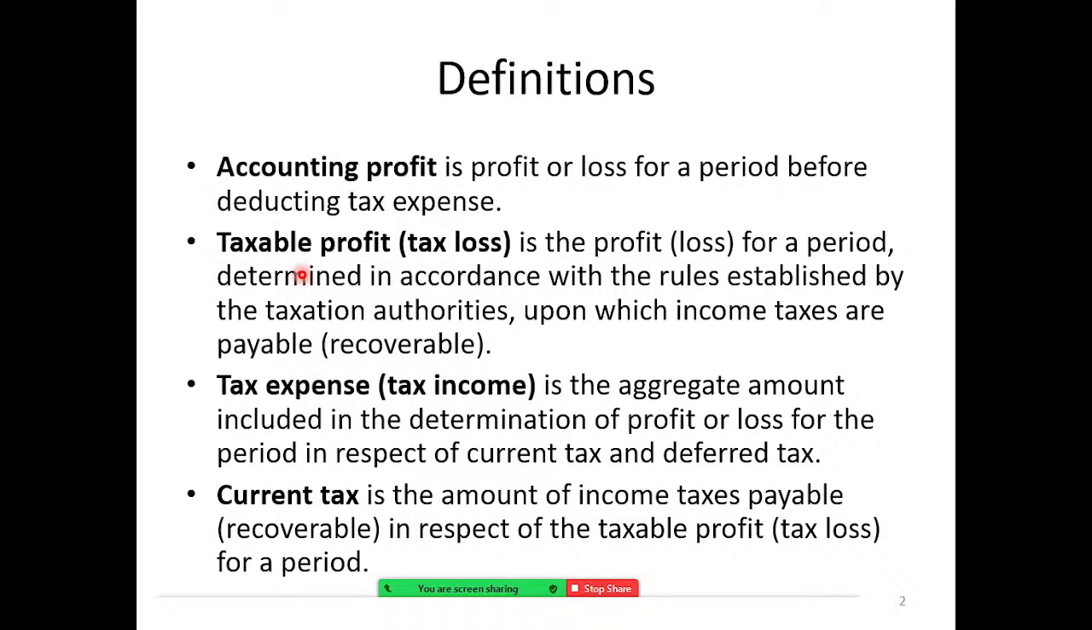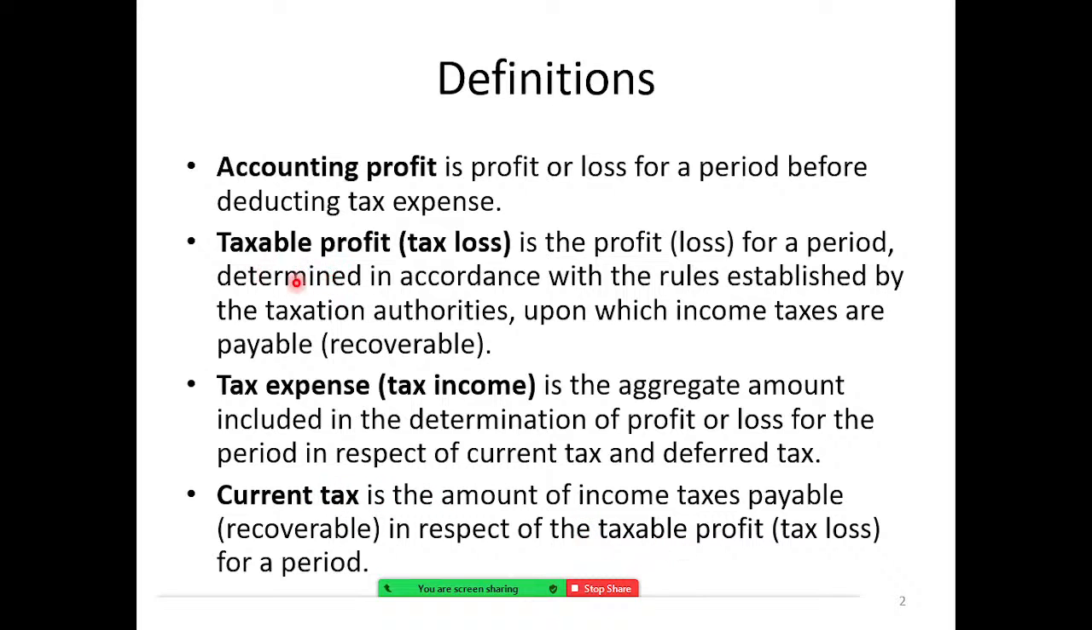So these differences arise due to deferred tax. We will discuss it in much detail in the forthcoming sessions. So now you better understand what current tax is. Current tax is the amount of income tax payable in respect of taxable profit for the period. Very clearly explained, right? The current tax is payable in respect of taxable profit.